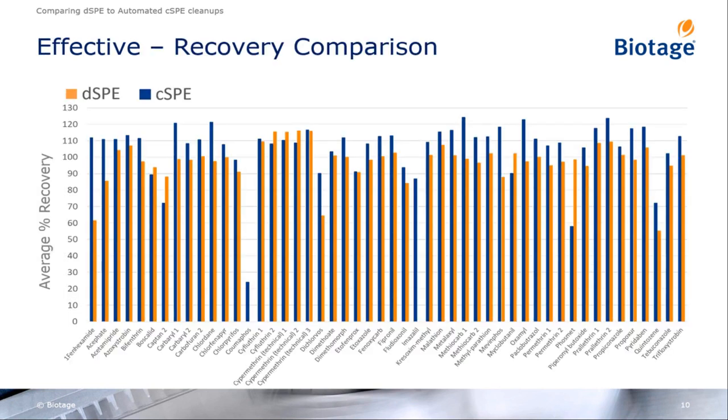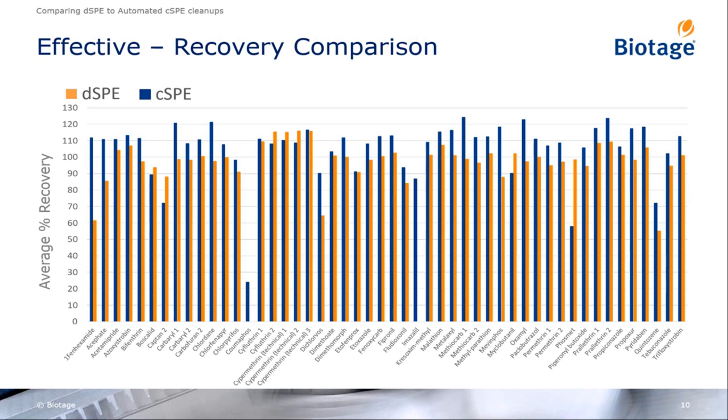Now, the next parameter that we compared for DSPE versus CSPE cleanups was the effective parameter in the QuEChERS criteria. The best way we found to do this was taking a look at the recovery comparison for roughly 50 pesticide compounds spiked into spinach extracts. As you can see, we have 50 pesticide compounds listed on this chart, and the average percent recoveries for 3 replicate spike samples for each format.